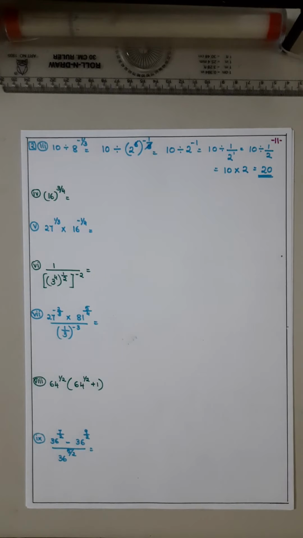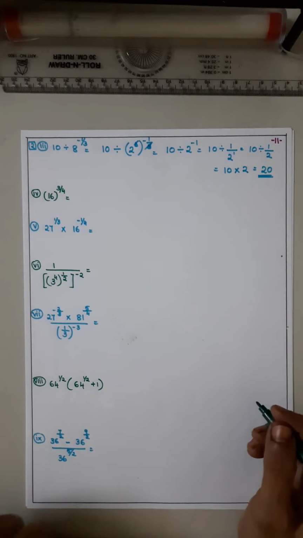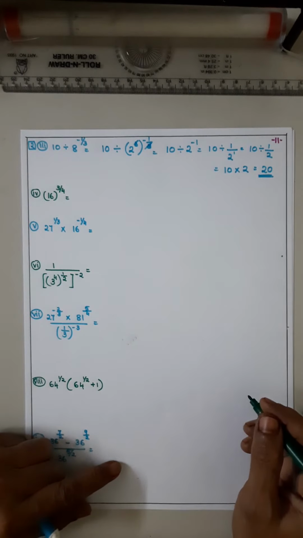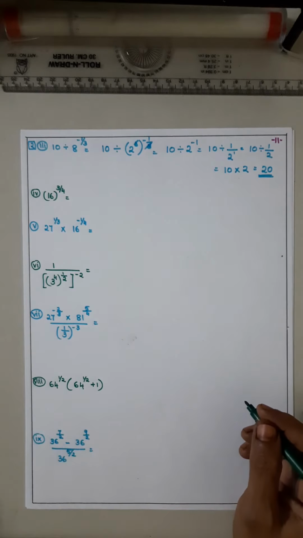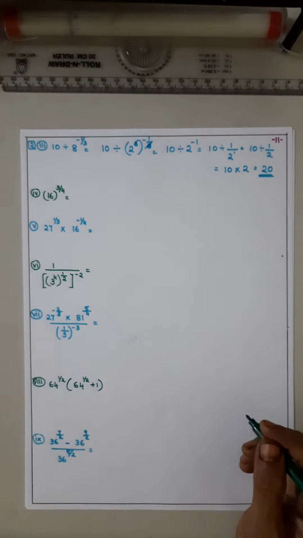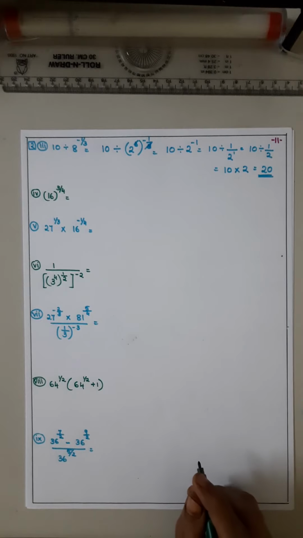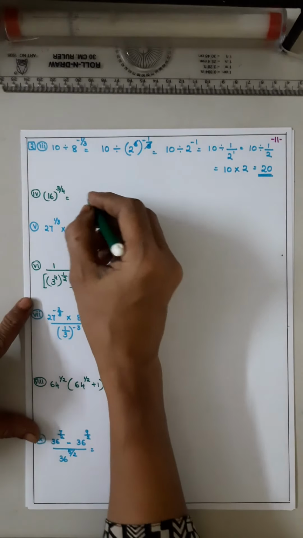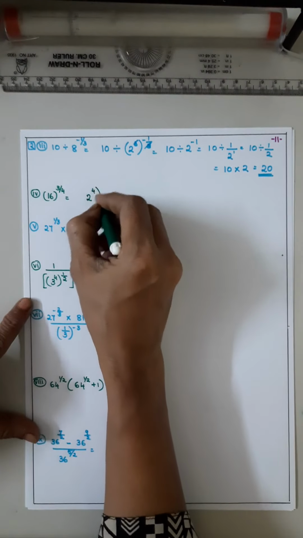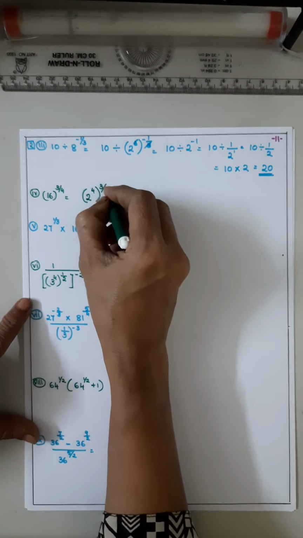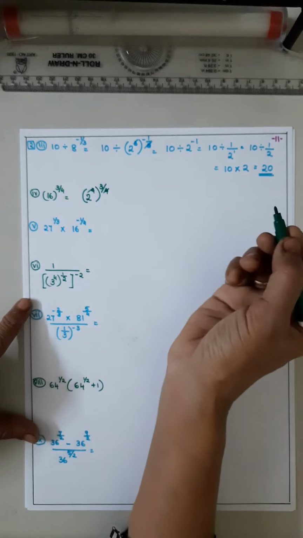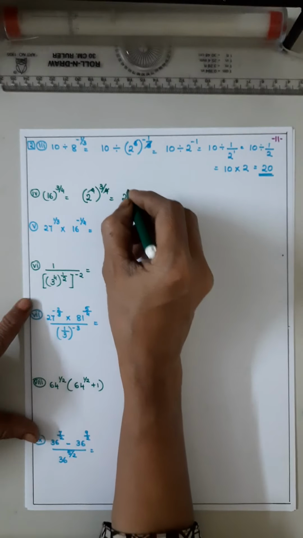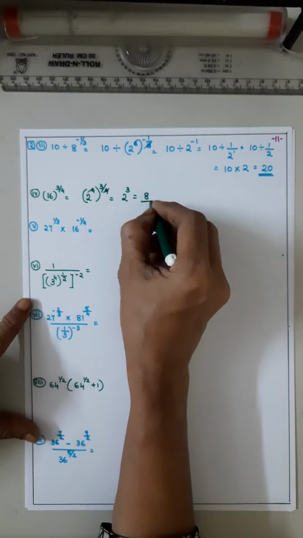Clear? Now coming to the question number 4. 16 to the power 3 by 4. Now 16 is whose power 4? It is 2 2s are 4, 4 2s are 8, 8 2s are 16. That means 2 to the power 4, the whole power 3 by 4. Now this 4 and 4 gets cancelled. Now it became 2 to the power 3, that is equal to 8.